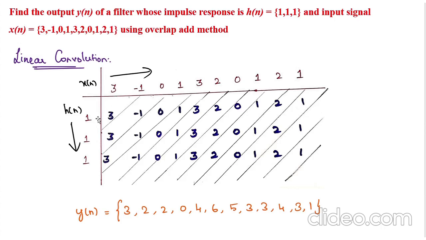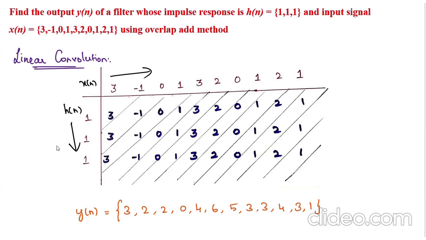Okay. 3 ones are 3. 1 into minus 1, minus 1. 1 into 0, 0. 1 into 1, 1. 1 into 3, 3. 1 into 2, 2. 1 into 0, 0. 1 into 1, 1. 1 into 2, 2. And finally 1 into 1, 1. For each term I will be multiplying it. Since both are 1 again, the same values will be coming here.